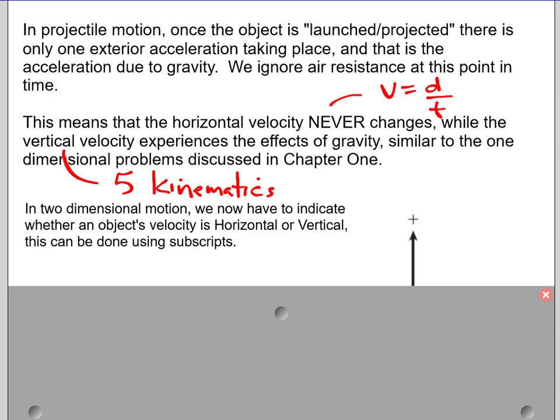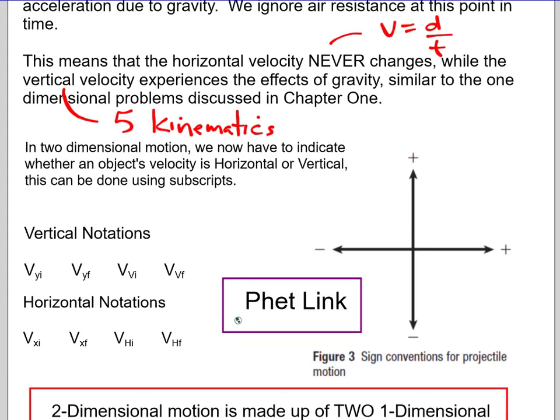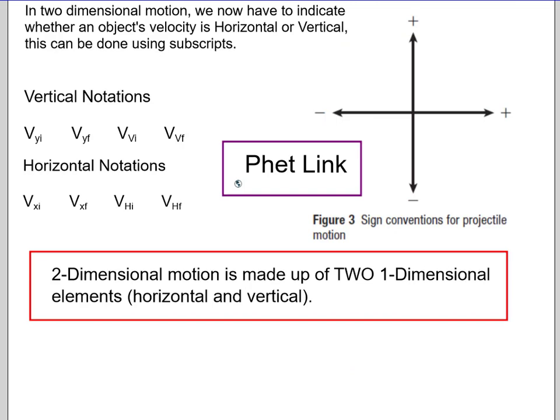Now when we go to talk about horizontal and vertical directions, there's lots of different notations we can use. Keep an open mind. Different textbooks will use different things. For vertical notations, you'll see they use y's. We could use a v for vertical, i for initial, f for final. You could also have 1s and 2s in there. Horizontals might use x's or h. It's totally up to you. And a reminder, our two-dimensional motion is made up of two one-dimensional elements, horizontal and vertical.